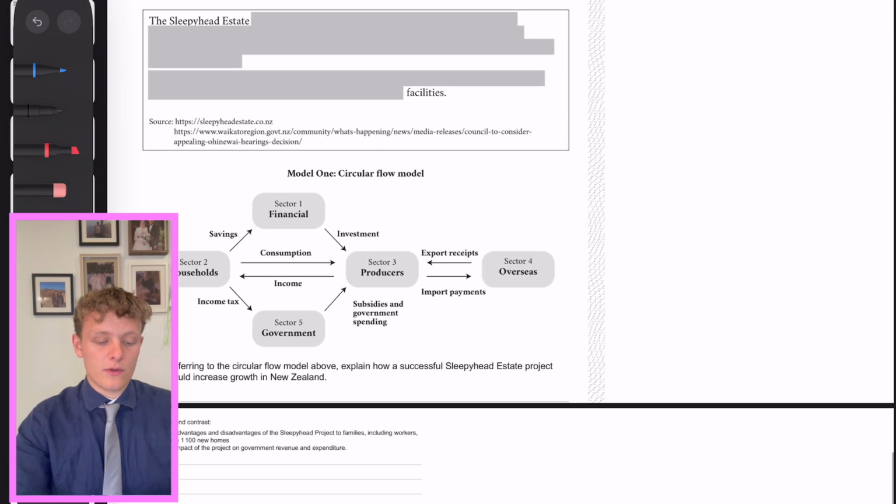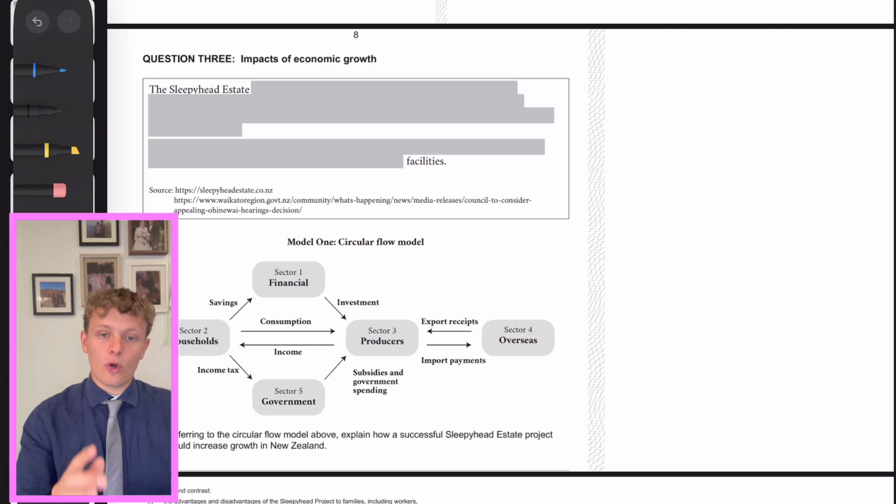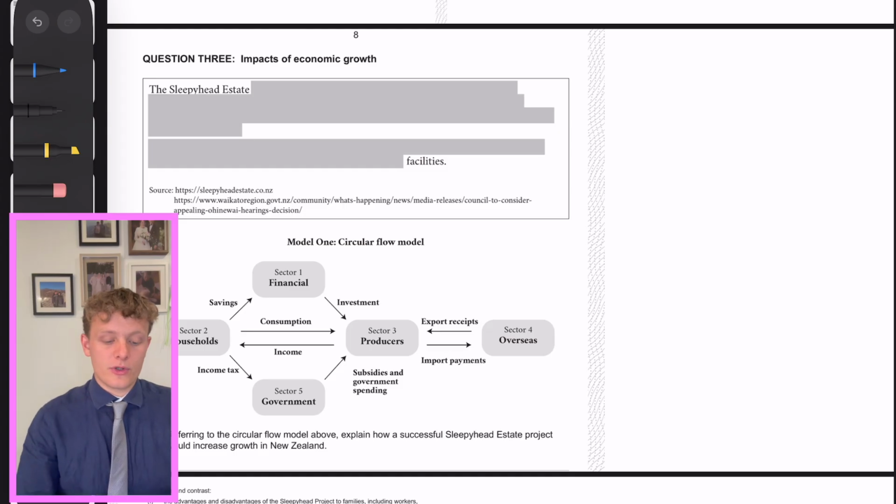Let's have a look at the question closer. Referring to the circular flow model above, explain how a successful Sleepyhead project would increase growth in New Zealand. Let's think about this. I'm going to start with, and this doesn't have to be the only right answer, but what I like to do, one injection, and then I want to hit households and producers. So I'm going to say investment is my injection.